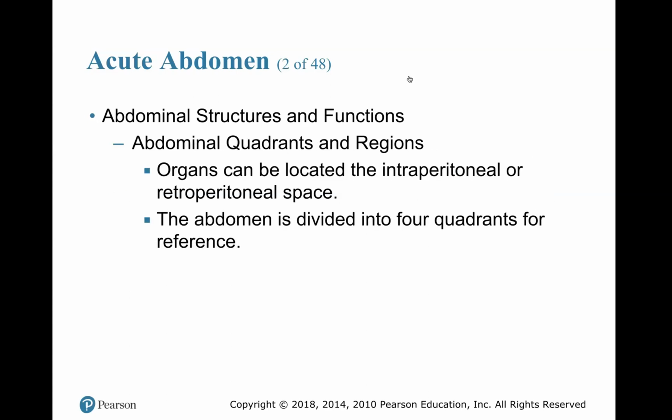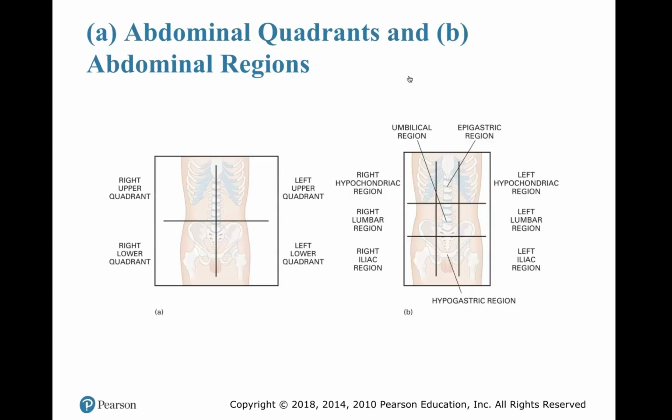Abdominal quadrants and regions. Organs can be located in the intraperitoneal or retroperitoneal space. The abdomen is divided into 4 quadrants for reference. You need to go review your anatomy so that you can understand the intraperitoneal and the retroperitoneal. Figure A is the abdominal quadrants and B is the abdominal regions. You need to study this figure and know where they're at.